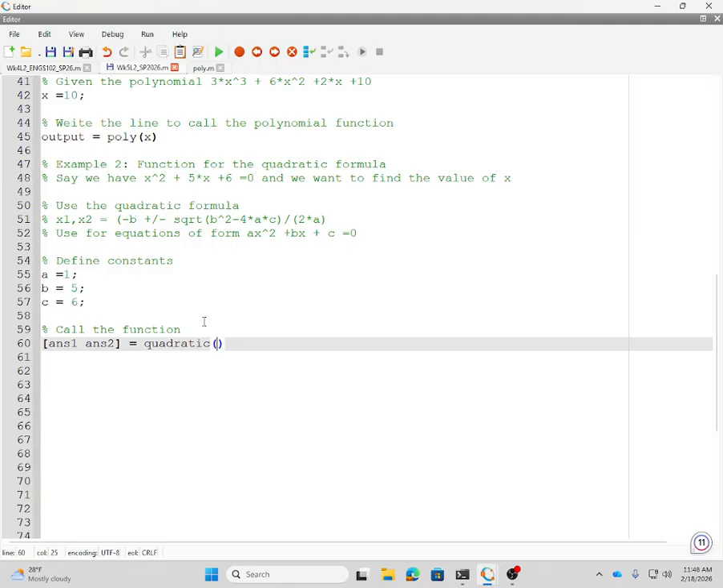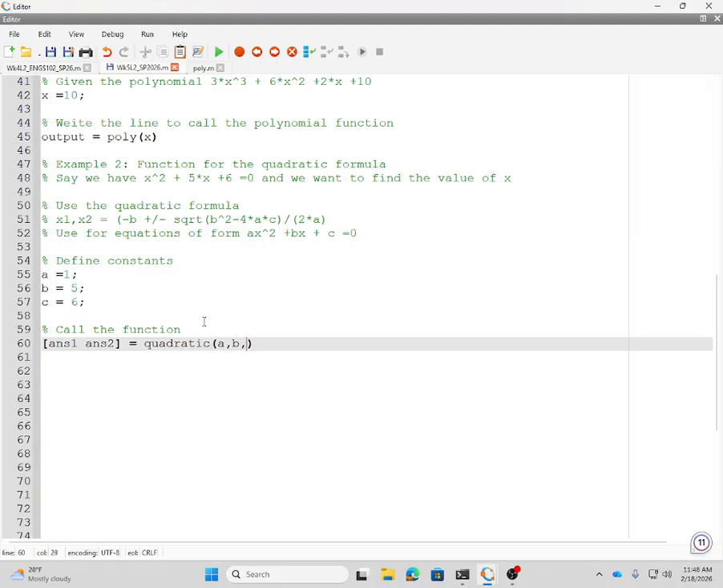A, B, C, right? Those are my inputs. So how many variables do I need to put in the argument? Three. Those are A, B, C. This is good, right? Do you understand? A, B, C are the variables that I'm going to put in the argument.